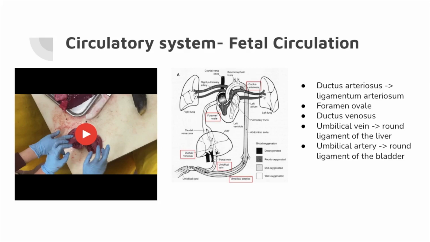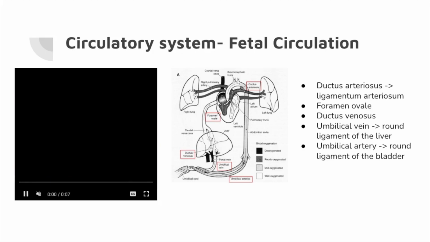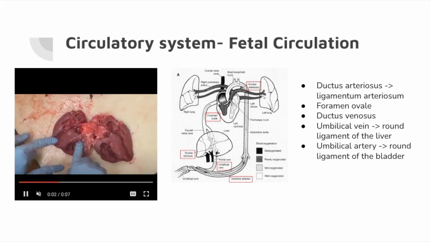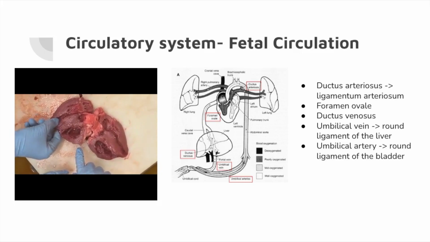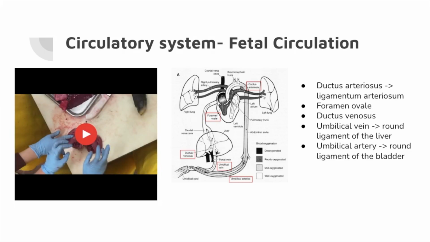Ductus venosus allows the oxygenated blood from the mother to be sent across the placenta to the fetus, bypassing the liver as well. Finally, the foramen ovale allows the blood entering from the right atrium to skip into the left atrium.